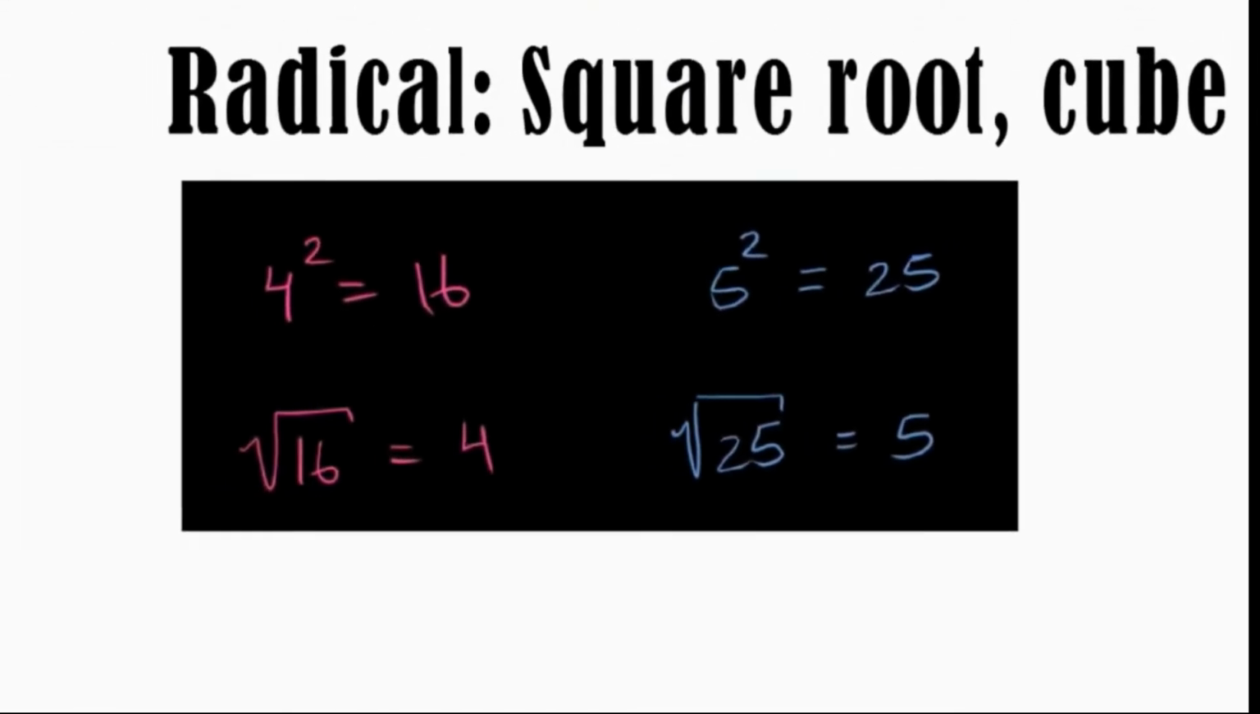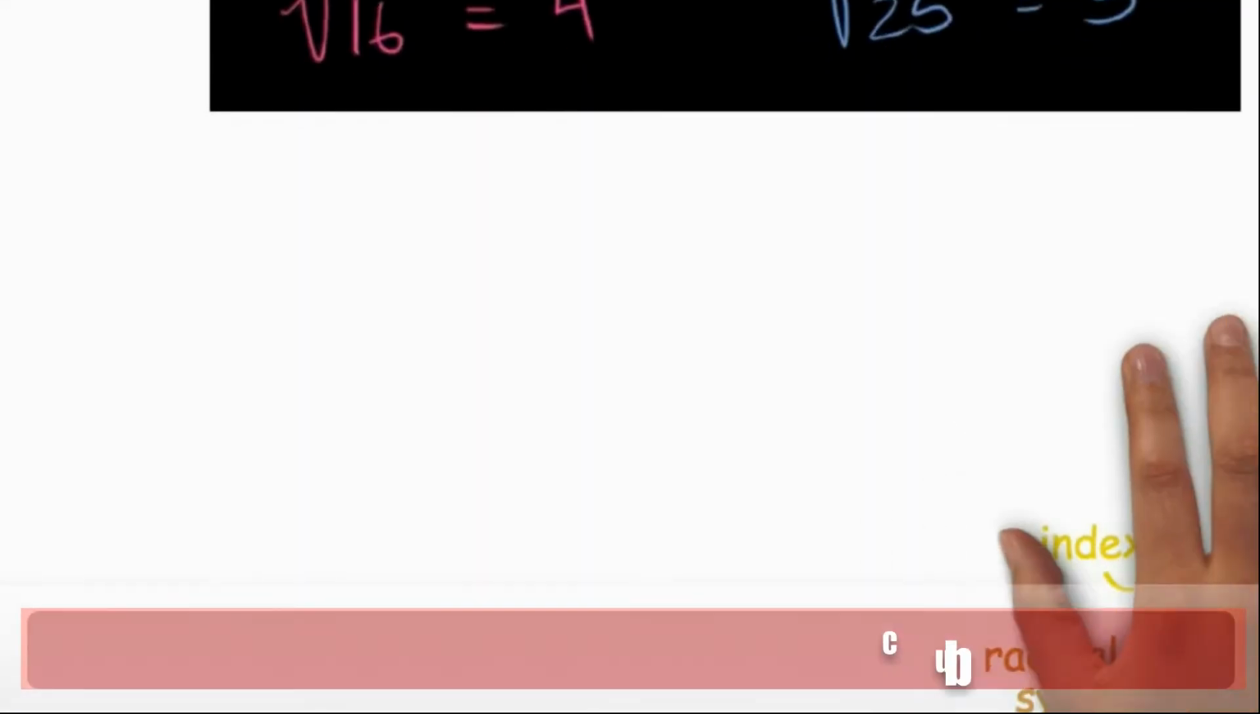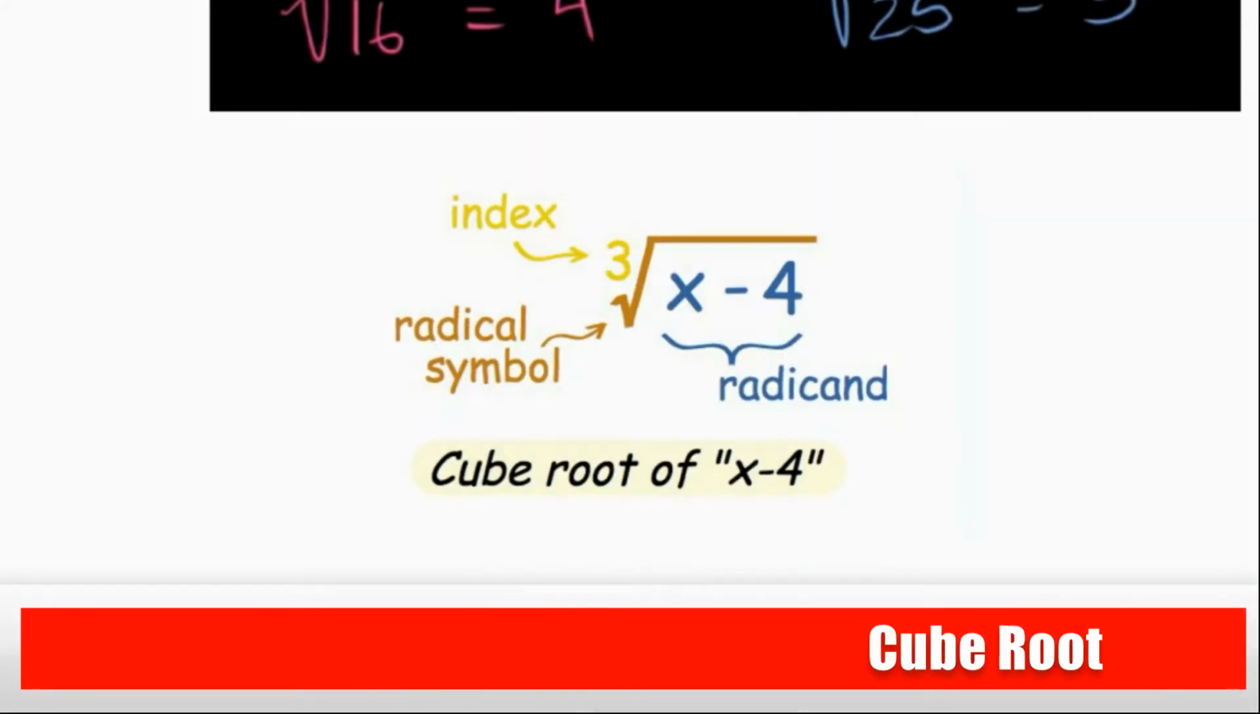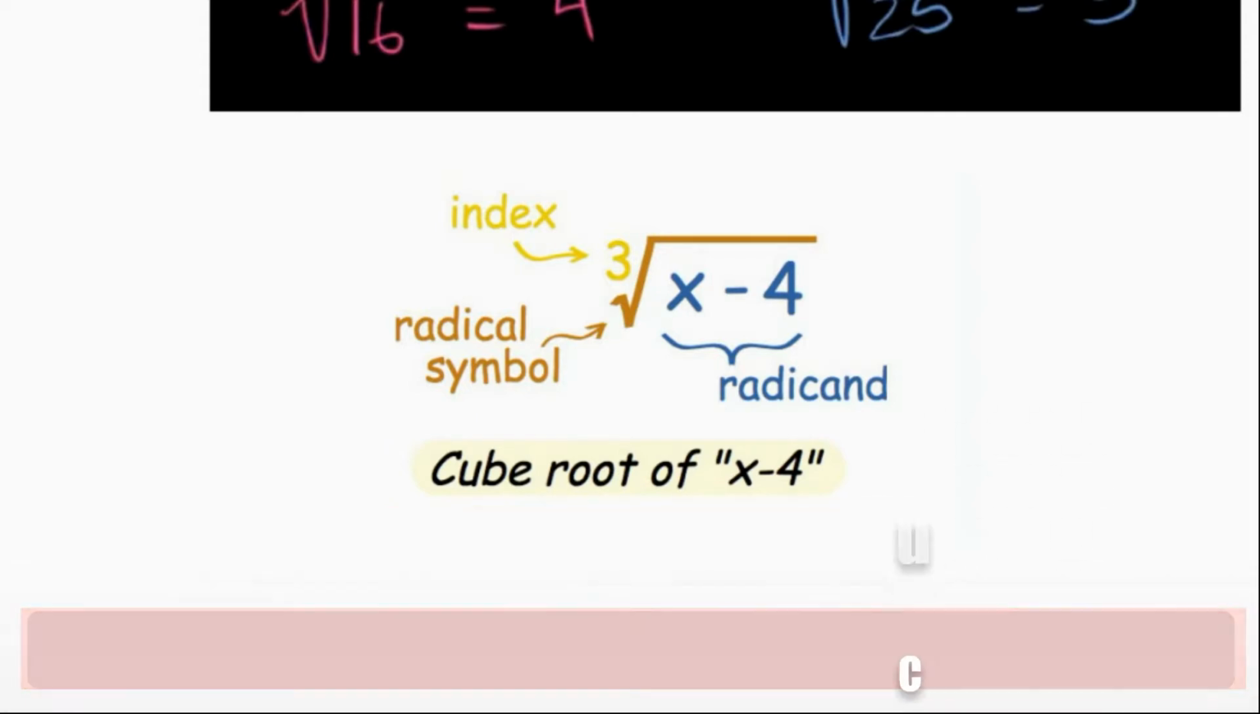Let's see cube root. So, here I show you first thing first the radical symbol, and then the index, which is 3, and the radicand, which is x minus 4. How to read those? We read it as cube root of x minus 4.